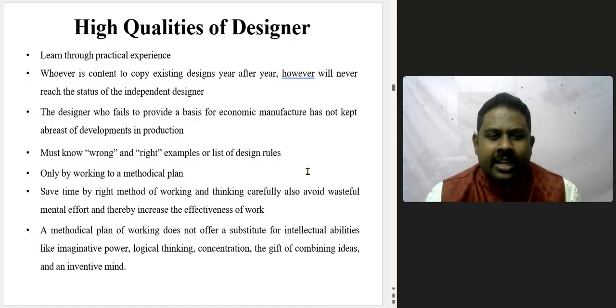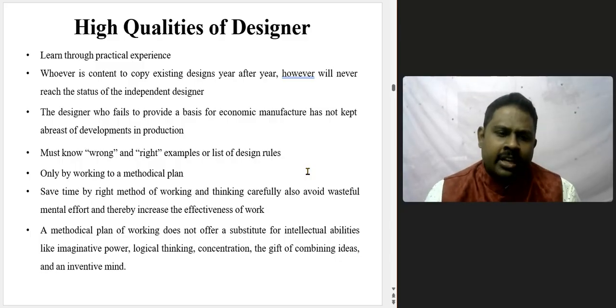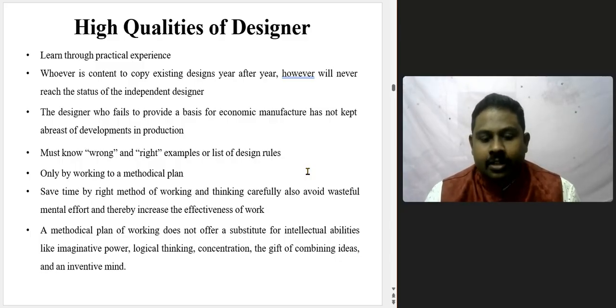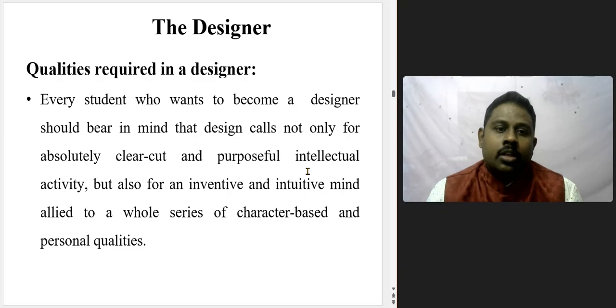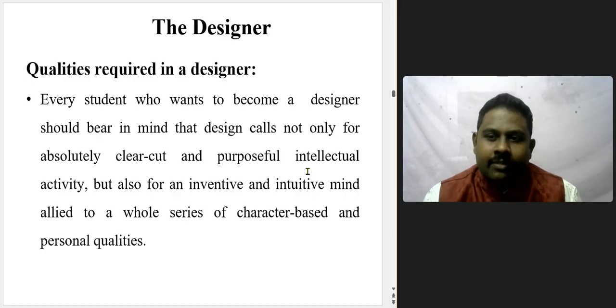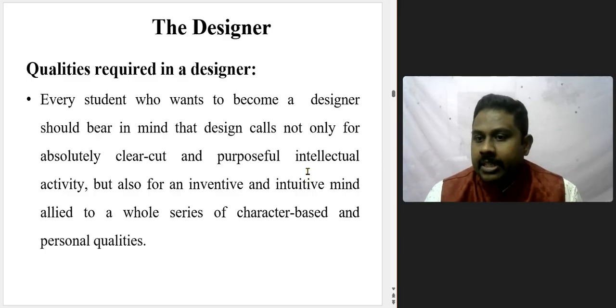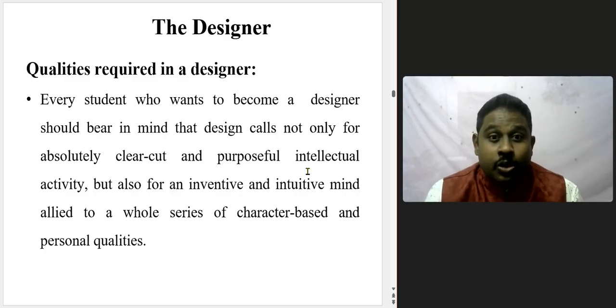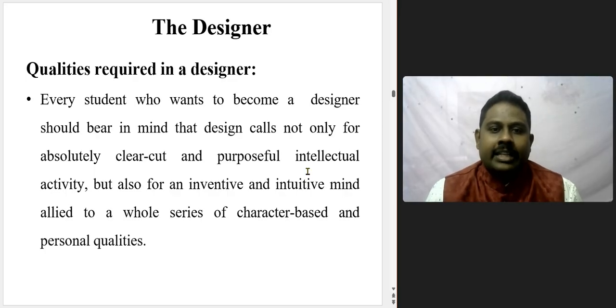Methodological means intellectual capability, imagination power, logical thinking, and so many things will come under that. We can see that later. Now, qualities of a designer. What is quality? For example, quality is what we are going to see in any product. Same like that, the designer also should have very good quality. What is that requirement? That is what we are going to see.